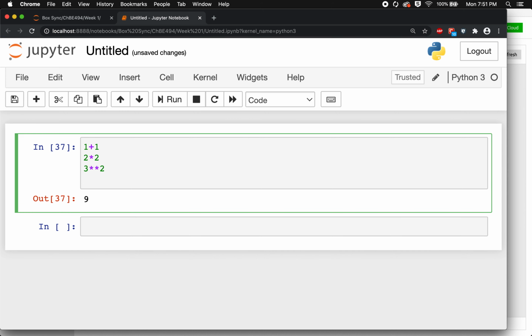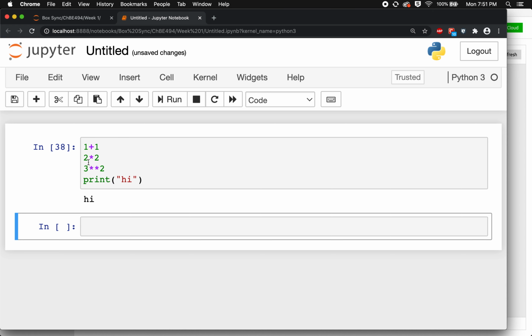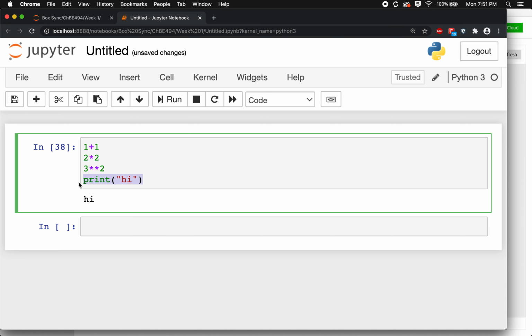And then if I have another line of code, maybe if I just say print hi, right? It's not even going to print that, right? Because it's just going to get lost. It's only when that expression is on the last line that we get the answer.